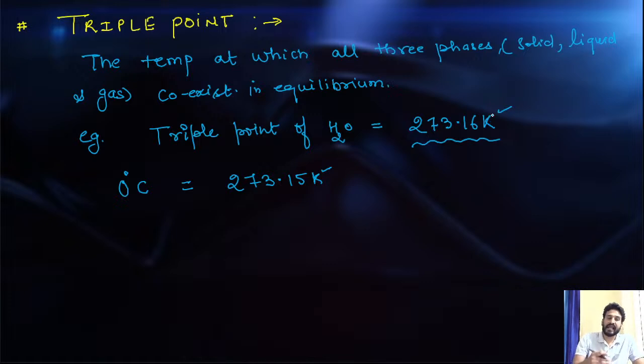Every substance has its own different triple point, right? And in most cases, as I already told you, we will take water as an example because it is easier for us. So the triple point of water is 273.16 Kelvin. Now I'm comparing these two temperatures, 273.15 Kelvin and 273.16 Kelvin. Can you tell me what the difference between these two values is?